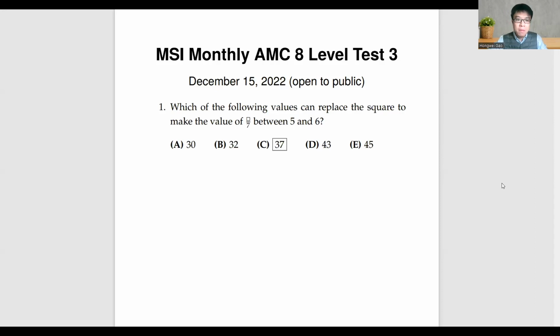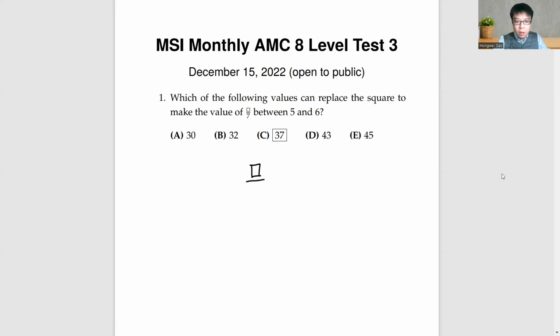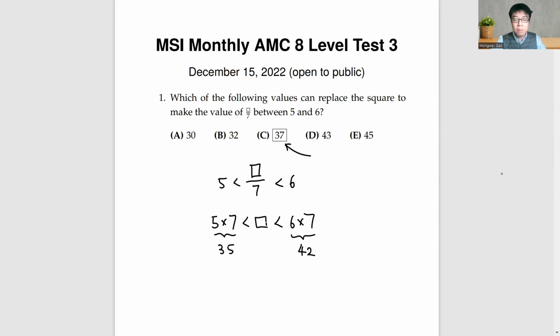Let's do question 1. Which of the following numbers can replace the square in this fraction so its value is between 5 and 6? We can simply multiply by 7 everywhere to get 5 times 7 is less than the square is less than 6 times 7. So this missing number is between 35 and 42. Let's check every number in the choices. It's easy to see the only valid number is 37. So the answer is C.